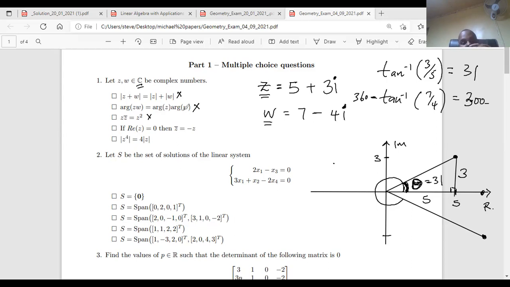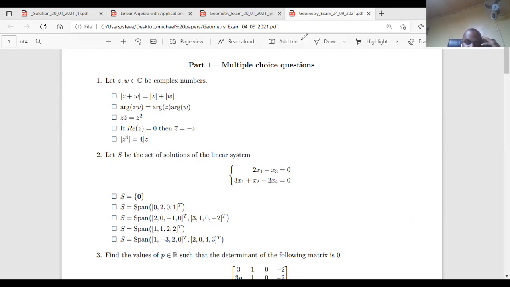Now, if the real part of z is 0, then z bar is equal to negative z. What do you think? Yes. Z power 4 is equal to 4z. This is so wrong. So we are done. So we have number 4.